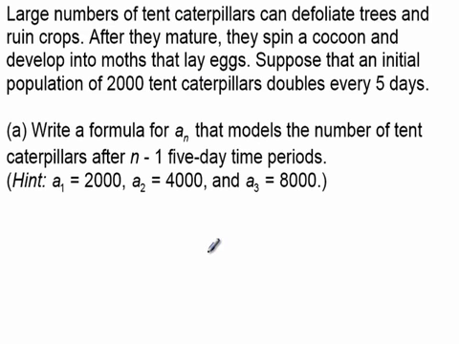Large numbers of tent caterpillars can defoliate trees and ruin crops. After they mature, they spin a cocoon and develop into moths that lay eggs. Suppose that an initial population of 2,000 tent caterpillars doubles every 5 days.